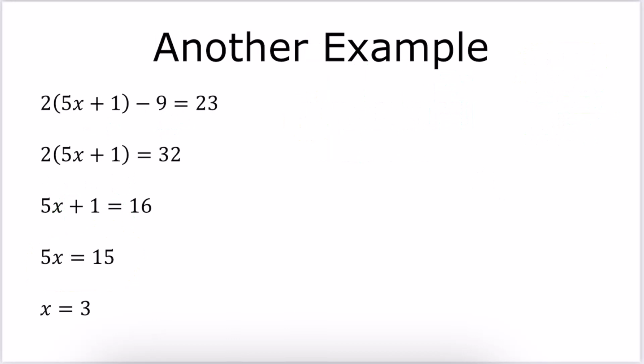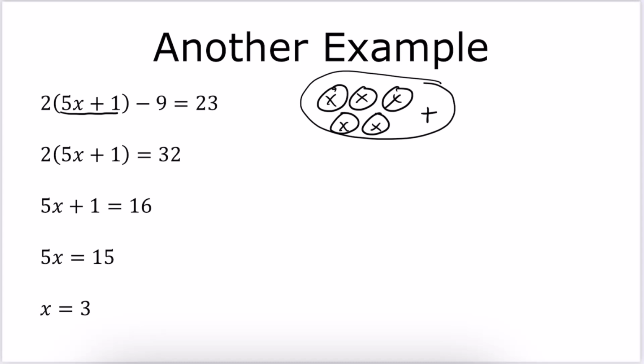So in this one, we have 2 times (5x plus 1) minus 9 equals 23. So the way that you would draw a picture for this one is I would start with the stuff inside the parentheses. And I'd say, okay, I have 5x's. So I'll draw my 5x's like this. And then I also have an extra positive, and that is multiplied by 2. So I have 2 groups of that.